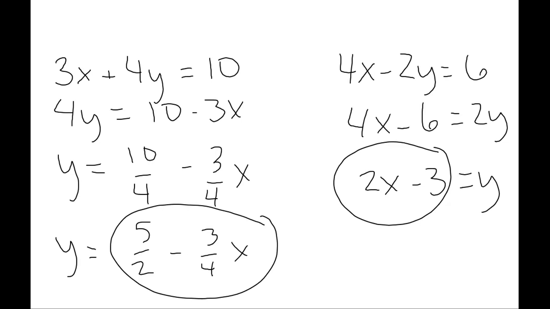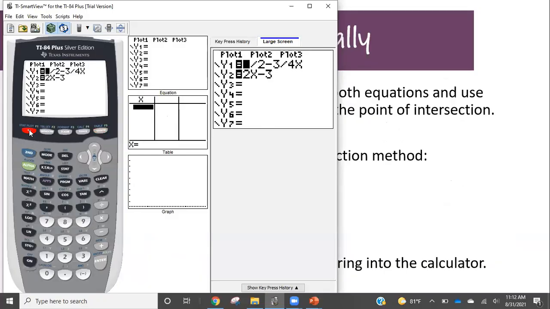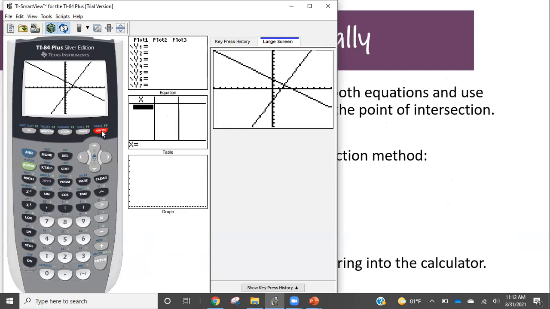I apologize if this wasn't showing my whole screen. Let's try that again. Once we solved for y, we wanted to go ahead and put y equals 5/2 minus 3/4 x and 2x minus 3, just like we solved on the whiteboard. And when we hit graph, it's going to draw those lines for us. Now, sometimes it takes the lines a minute to draw, especially if it's a real complex equation. So just be patient with your calculator if you need to.